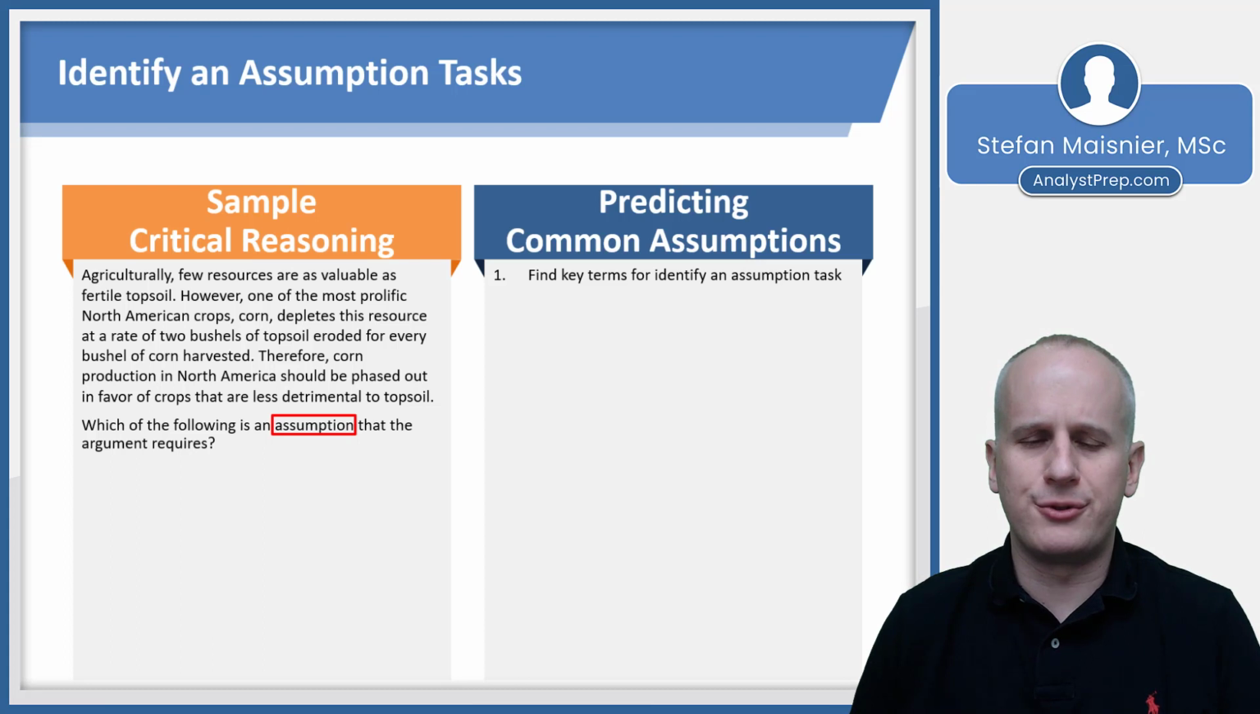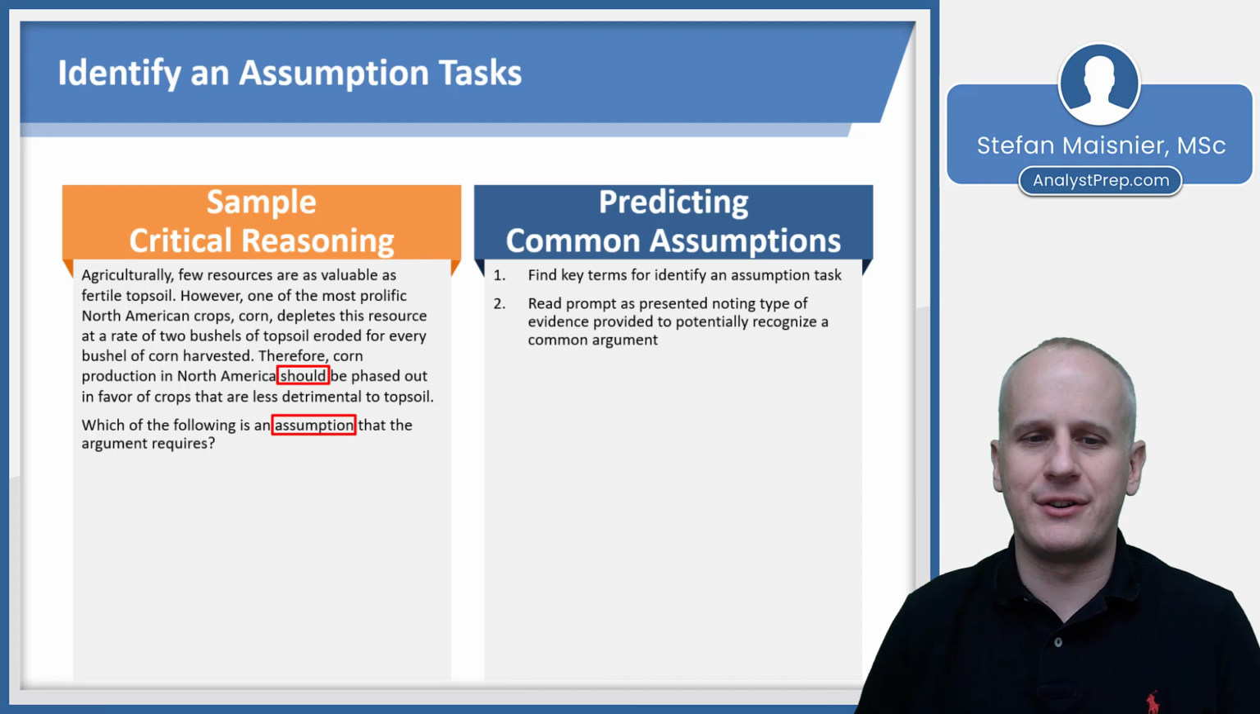Agriculturally, few resources are as valuable as fertile topsoil. However, one of the most prolific North American crops, corn, depletes this resource at a rate of 2 bushels of topsoil eroded for every bushel of corn harvested. Therefore, corn production in North America should be phased out in favor of crops that are less detrimental to topsoil. And we see the word should, and that is going to indicate a plan or recommendation based argument.